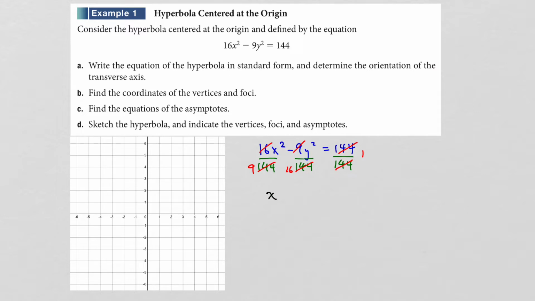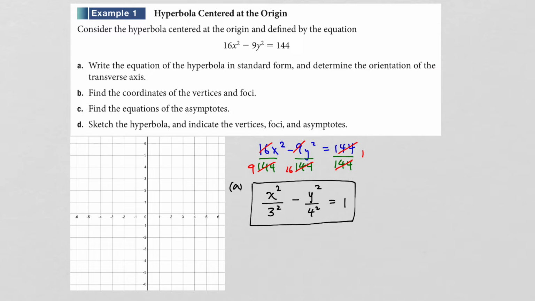So the simplified version is x squared over 9, which we can think of as 3 squared. Then we have minus y squared over 16, which is 4 squared, and then equals 1. So here is the equation in standard form. So we did that first part there.